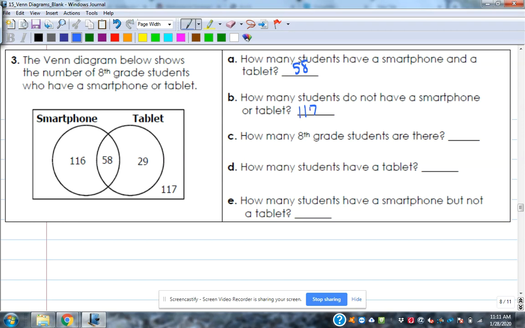How many 8th grade students are there? 320. Got that by adding everything in the picture up. How many students have a tablet? 87. Add the tablet only and the overlap. And then E, how many students have a smartphone but not a tablet? 116, straight out of the Venn diagram there.